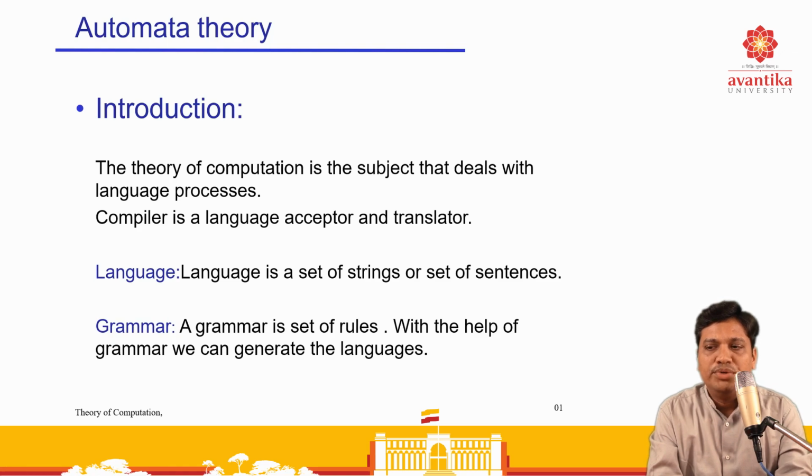The theory of computation is the subject that deals with how languages are processed and which language corresponds to or is related to which grammar. Like in the English language, in theory of computation we study the combination of languages and grammars. In grammars there are some sets of rules. A language is a set of strings or sentences, and a grammar is a set of rules. With the help of grammar we can generate the language.